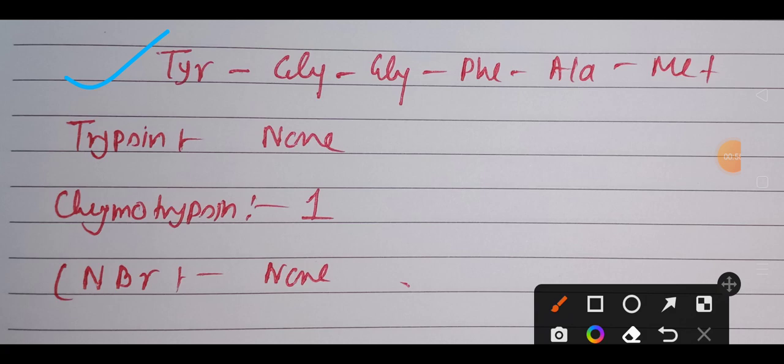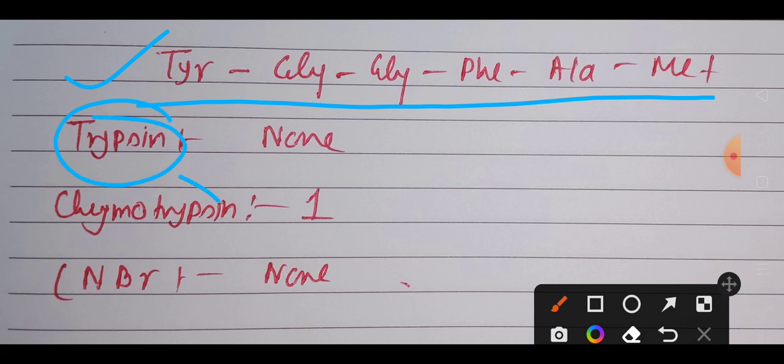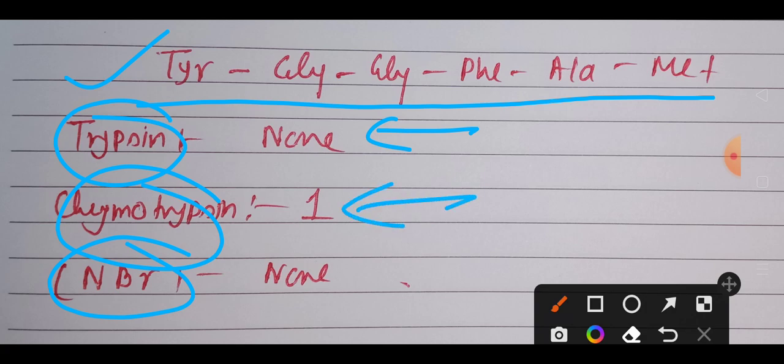First of all, to solve this kind of problem, you have to identify whether the enzymes they are mentioning are exopeptidases or endopeptidases, right? For the detailed concept of exopeptidase and endopeptidase, I again recommend you go and watch the video on peptidase. Trypsin here is an endopeptidase, chymotrypsin here is an endopeptidase, whereas CNBr is a chemical, it is not an endopeptidase or exopeptidase.